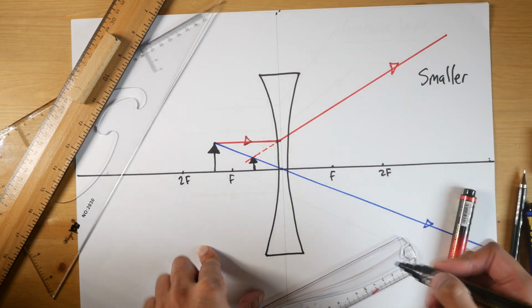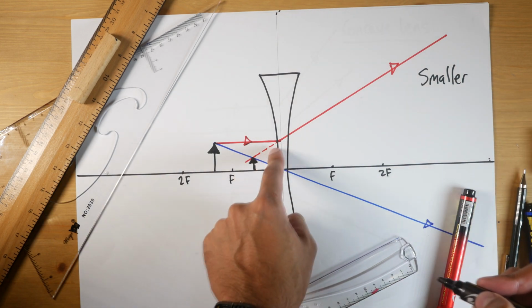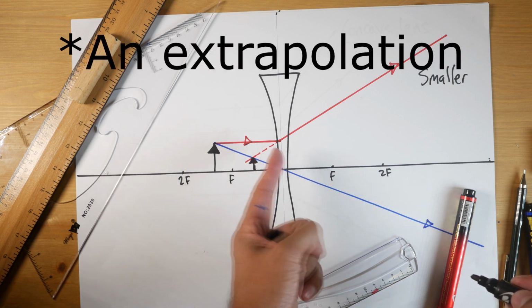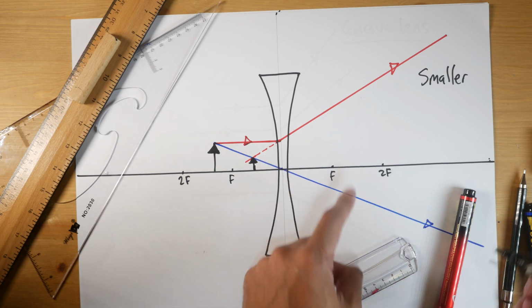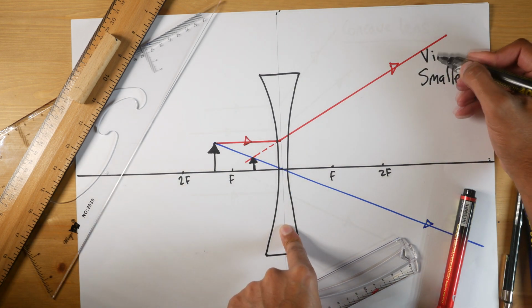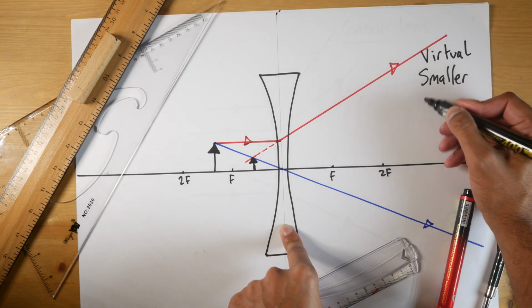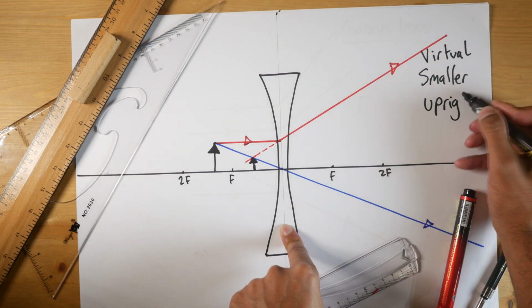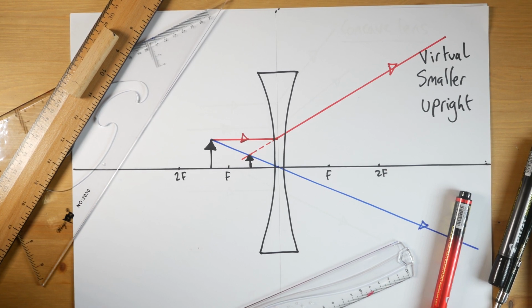image. It is virtual because this ray of light here doesn't exist. It's an extrapolation of this line, basically, right? So this is a virtual image. So it's virtual, smaller, and it is upright. Okay? And that's all it is for concave lenses.